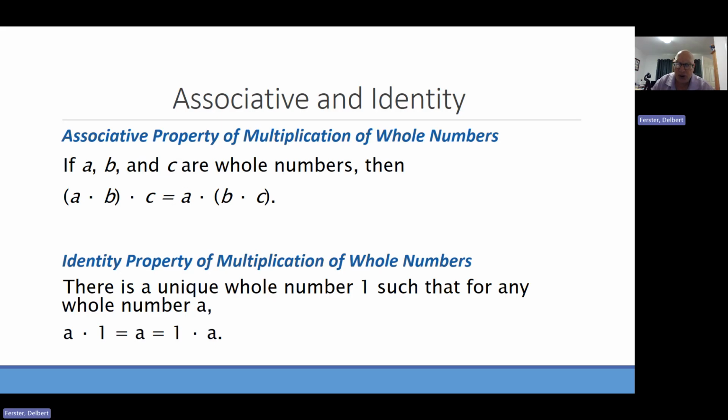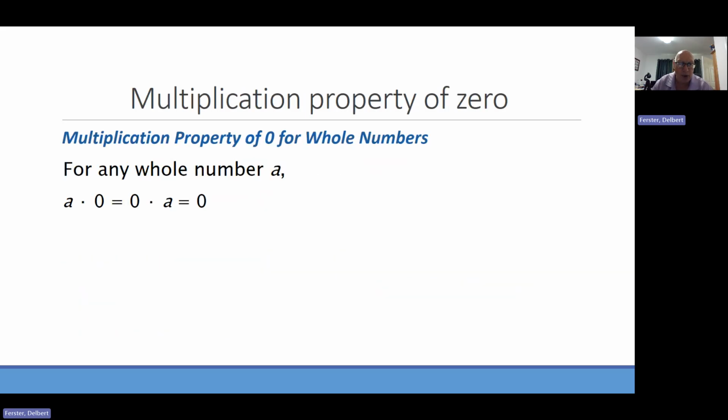We found that there was this unique special number relative to addition, and it was 0. In this case, the unique special number relative to multiplication is 1. So A times 1 gets you the same answer as 1 times A, and they both get you the answer A. So we will say that 1 is the identity element as it relates to multiplication for whole numbers. If you take any whole number and multiply by 0, you get 0.